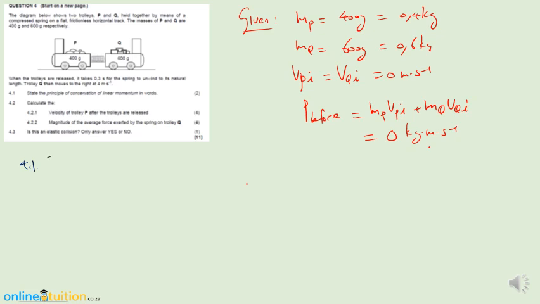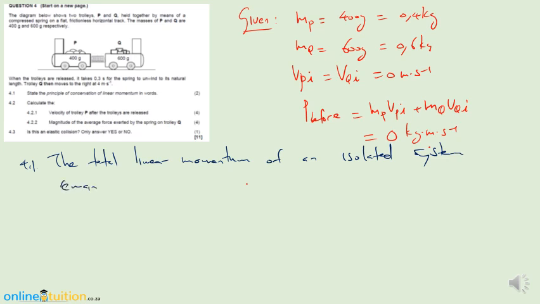So say the total linear momentum, write neatly, of an isolated system remains constant in both magnitude and direction. What am I writing? It's unacceptable in an exam to write like this, please.